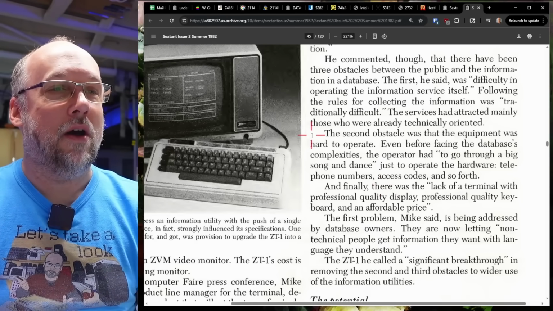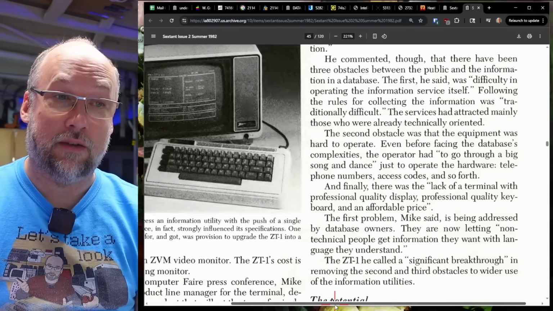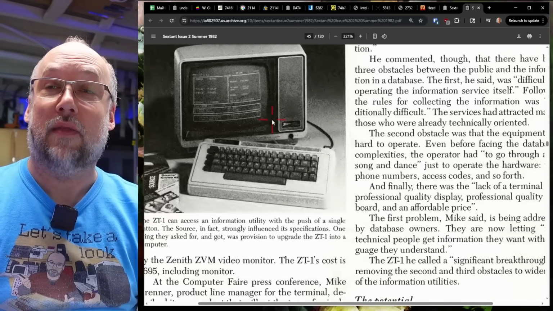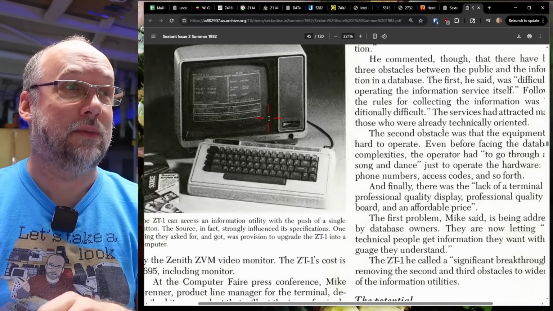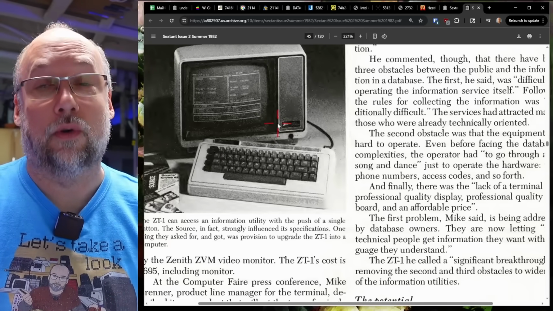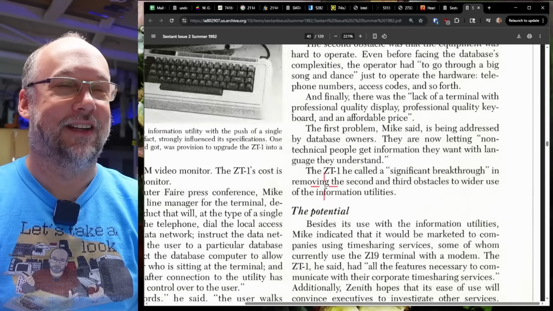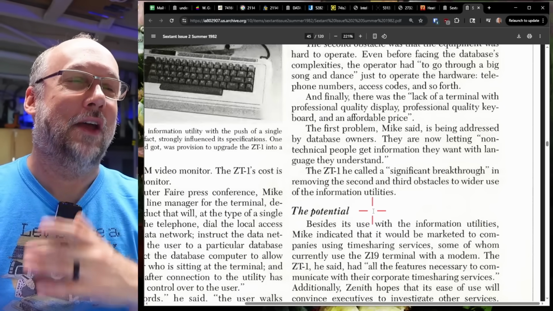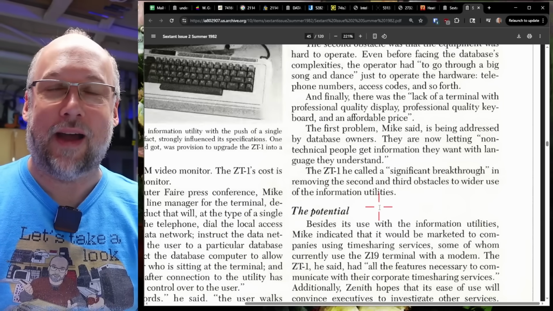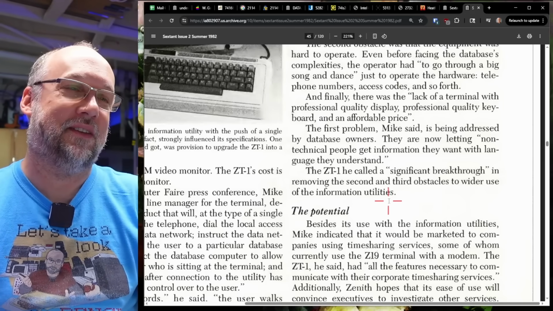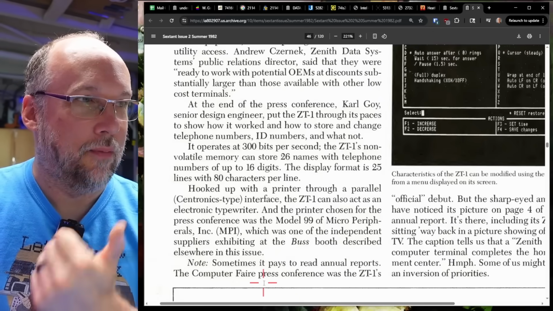And the ZV-1 monitor shown in this article is a very good quality green screen that can very crisply show 80-column text, something that, say, a Commodore 64 couldn't do. So Zenith was calling the ZT-1 a significant breakthrough in removing the second and third obstacles for wider use of these information services.